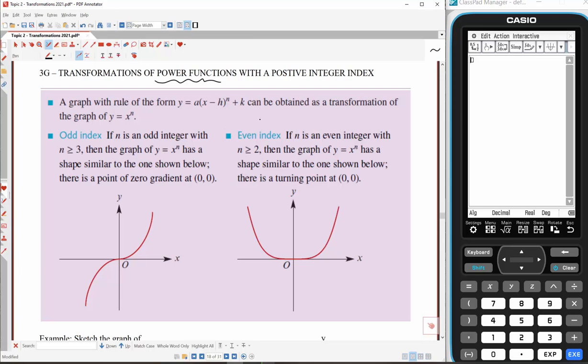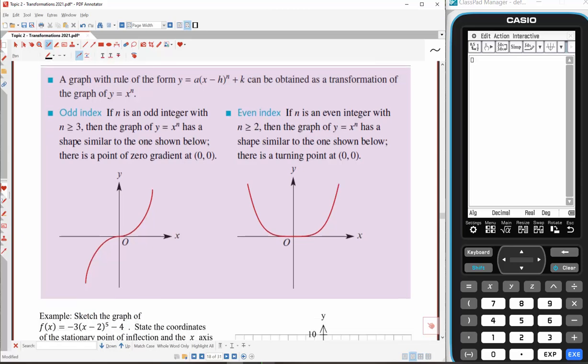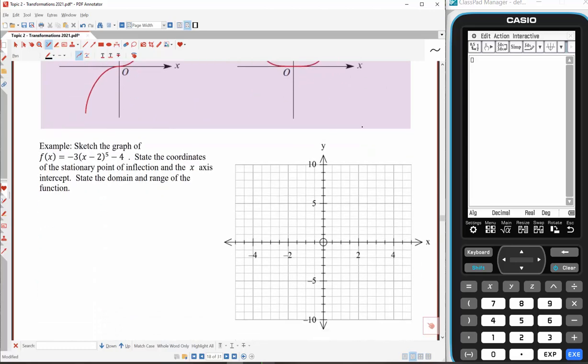integer indexes. An odd index, remember we described these graphs as cubicy. I call them cubicy, or like the basic cubic. An even index, describe them as parabolic. So all of them with an even index look parabolic. Knowing that will help us sketch this graph here.